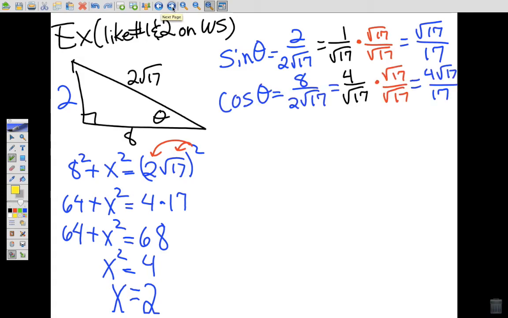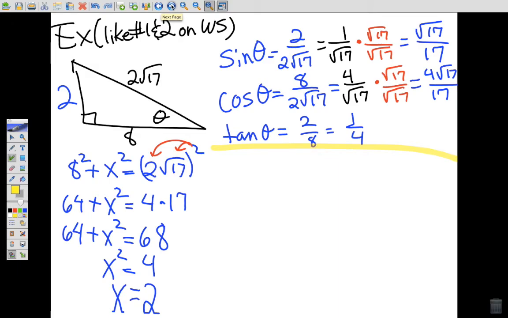Cosine would be the adjacent side divided by the hypotenuse. Again, simplify the fraction, rationalize the denominator, and you now have evaluated cosine of theta. Fortunately, the tangent one in this case doesn't have any radicals. When we reduce our fraction, we're done.